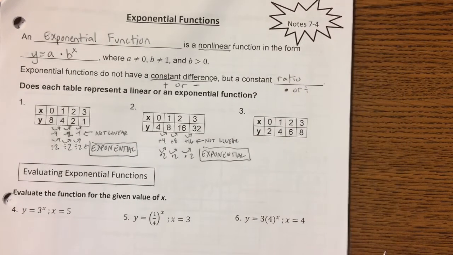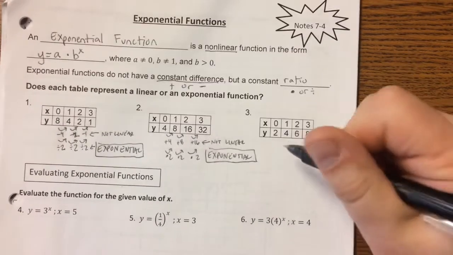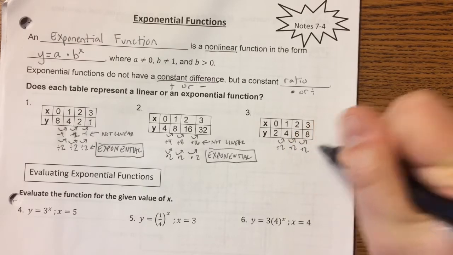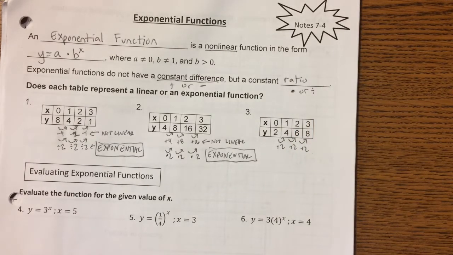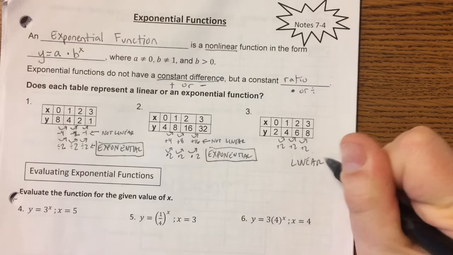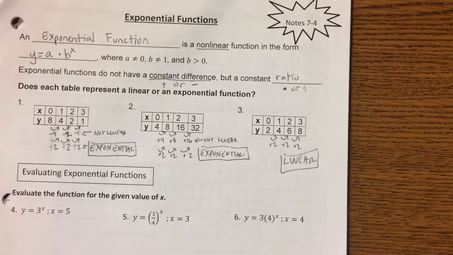Look at number 3. Let's start by checking to see if it's linear. I'm going to add 2, add 2, add 2. So right away, I can see that the rate of change is constant. I'm adding the same number every time. So this is linear. Once you figure out what it is, you don't have to check anything else, because it can't be both linear and exponential. Once you've decided that it's one versus the other, you're done.